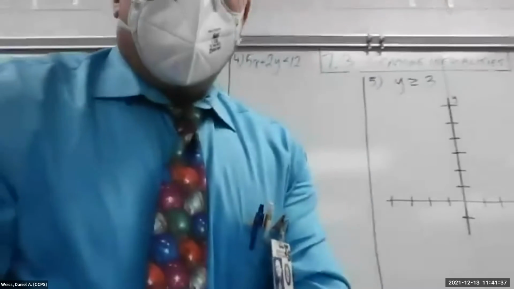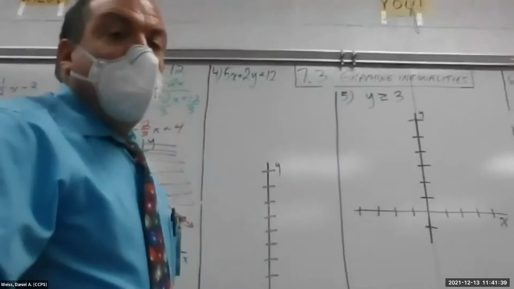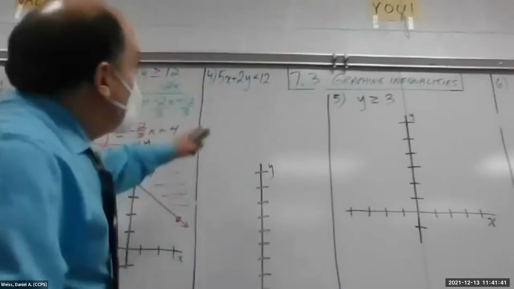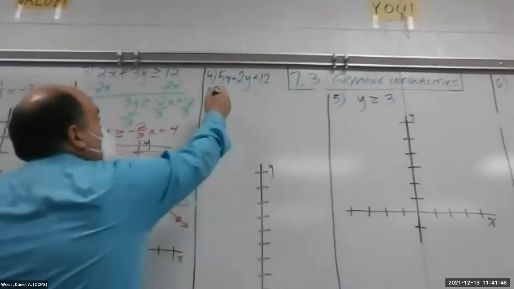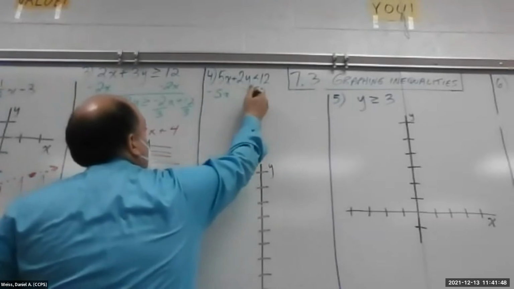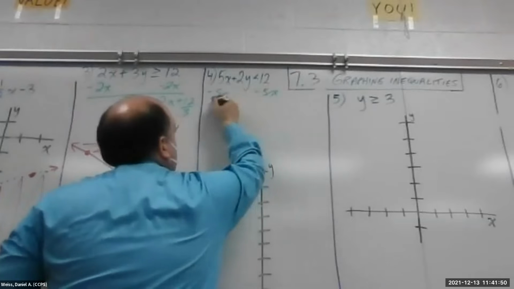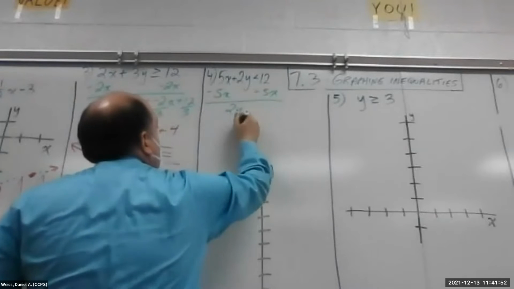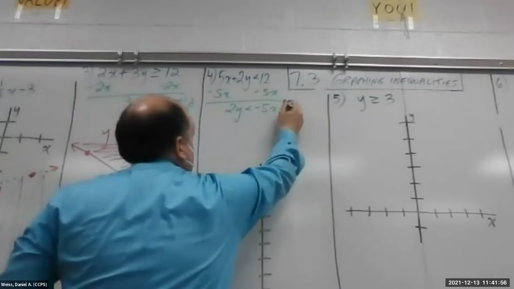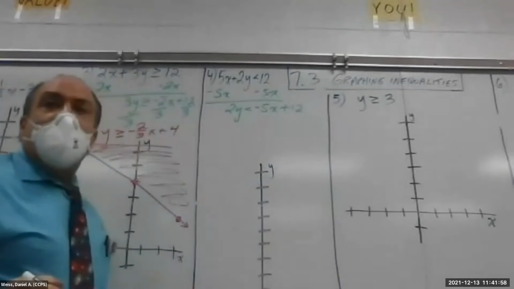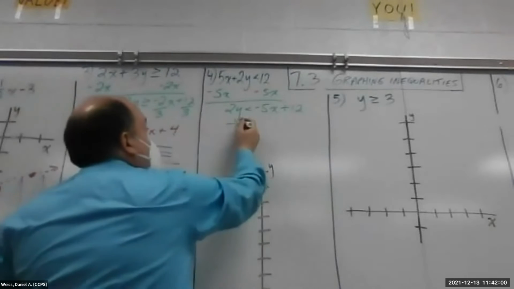Next. Same thing we just did, right? 5x plus 2y less than 12. I'm going to do what first? Very good, Carrie. Minus 5x, right? I get 2y less than negative 5x plus 12. Now I'm going to divide by 2.